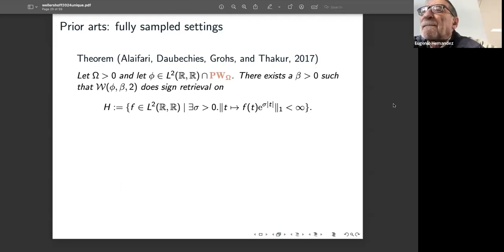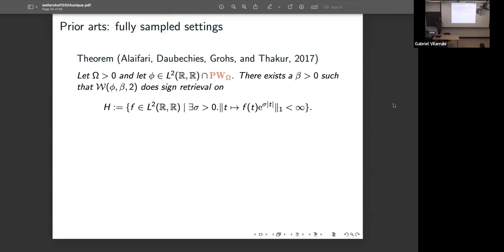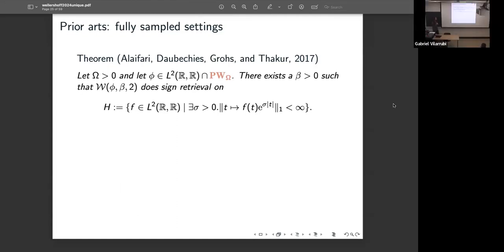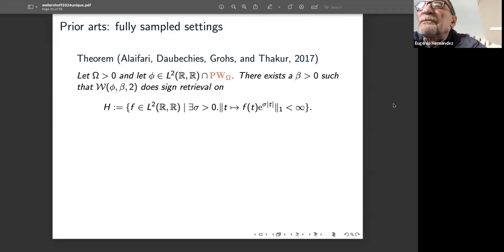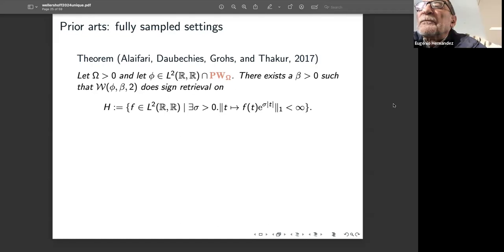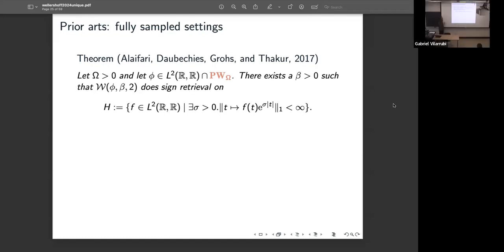The first result that I want to show you is this theorem by Hema, Inke, Dogeshi and Philip Post. What they showed in 2017 is that if you take a wavelet that is real valued and band limited, then you can find some beta such that the dyadic wavelet frame does sign retrieval on the exponentially decaying functions. So you can see there is some kind of band limitedness in the wavelet.